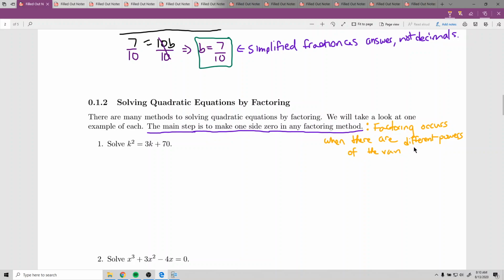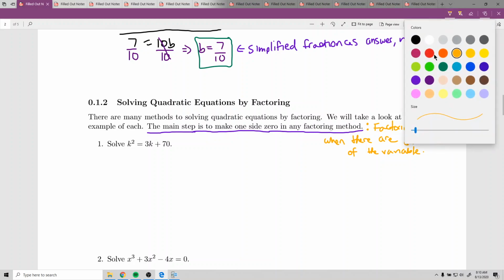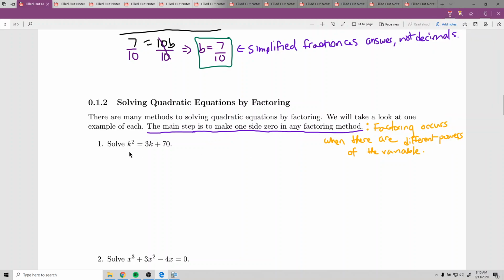Right? If we had just k, it'd be like the one above. If we had just k squared, we'll do it a different way, which is later on in the section. But if you have different powers, that's when you want to think about factoring. So we have different powers here, and the first step is to always get 0 on one side.